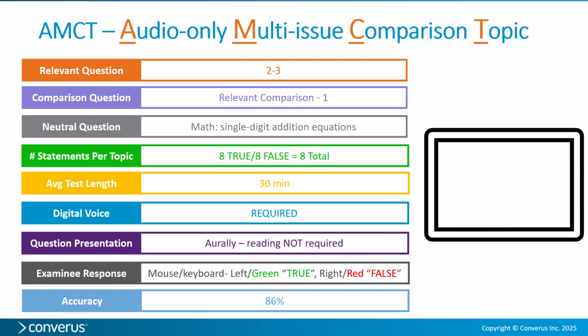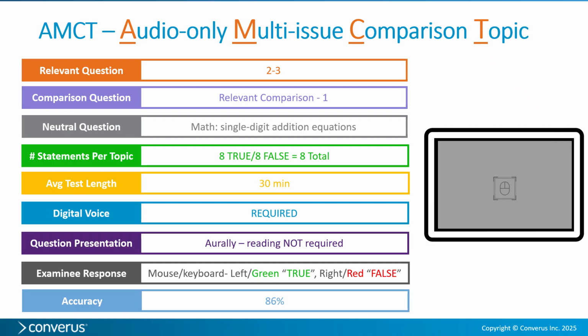Second, a digital voice is required to read the entire test aloud to the examinee. No reading is required because no text appears on the screen during the test. Therefore, questions are presented orally by the digital voice. They will see a simple image to give their eyes a place to focus on while they listen and wait to respond. Once they can respond, an image of a mouse will appear.